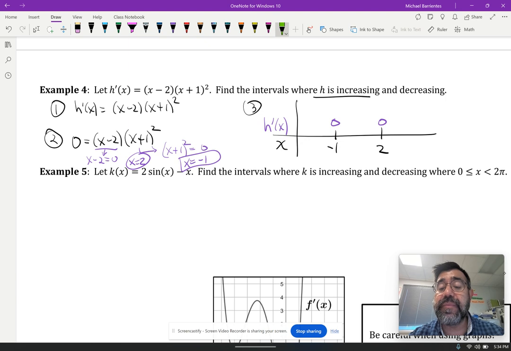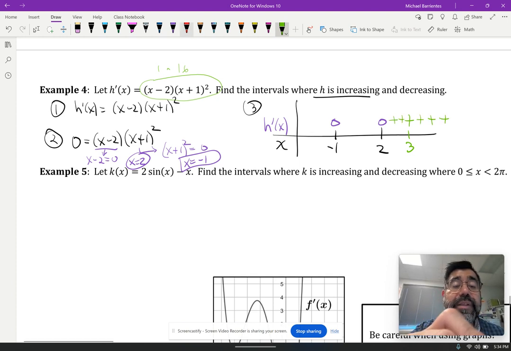So let's choose a number on the right side of 2, bigger than 2, like 3. And we want to know if my derivative is positive or negative. So I'm going to take that 3 and substitute it into the derivative. Since it's already factored, I'm just going to substitute that 3 in here. 3 minus 2 is 1. 3 plus 1 is 4 squared, that's 16. And when you multiply, a positive times a positive is a positive. You could have picked any number over here, so all of these will produce a positive derivative.